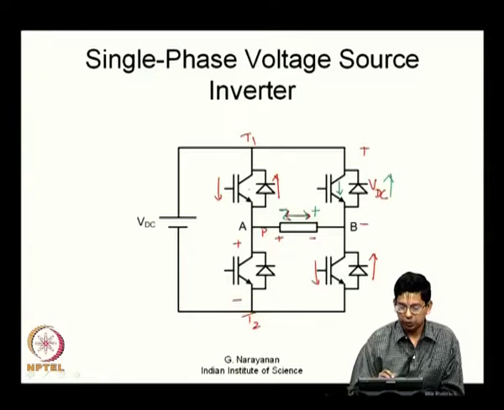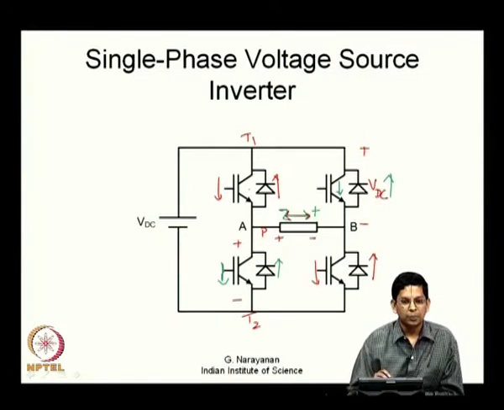Similarly, here also it depends on the direction of current. The transistor conducts in this direction, the diode conducts in the opposite direction. These are all bidirectional current switches, switches with bidirectional conduction capability. Now, what happens to the other two switches which are blocking a potential?